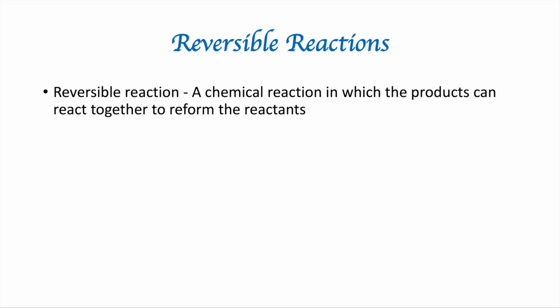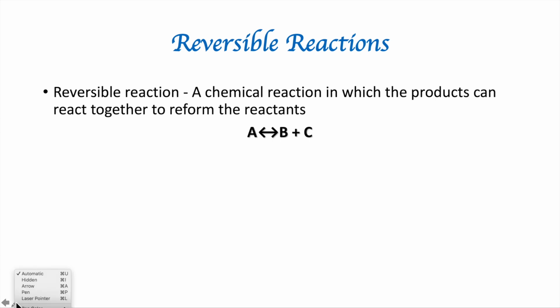Before we get started, we need to define a couple of terms and refamiliarize yourselves with some of them. A reversible reaction is a chemical reaction in which the products can react together to reform the reactants. In other words, a lot of times we look at reactants turning into products, but now we're also going to be looking at products turning into reactants, such as in this case, where we have the reactant A producing the products B and C. So this is a decomposition reaction, but with the double-sided arrow.